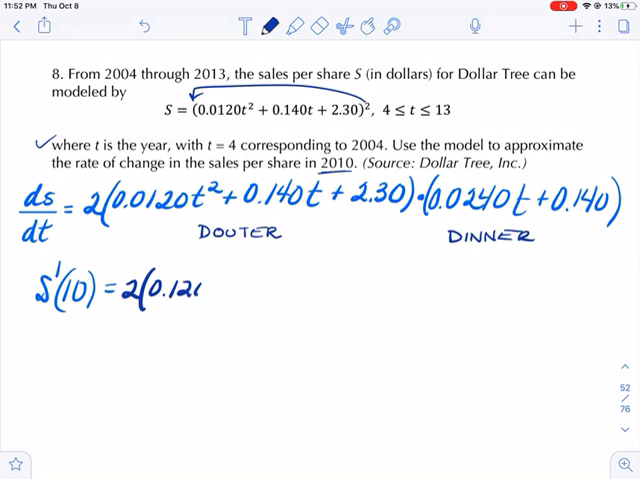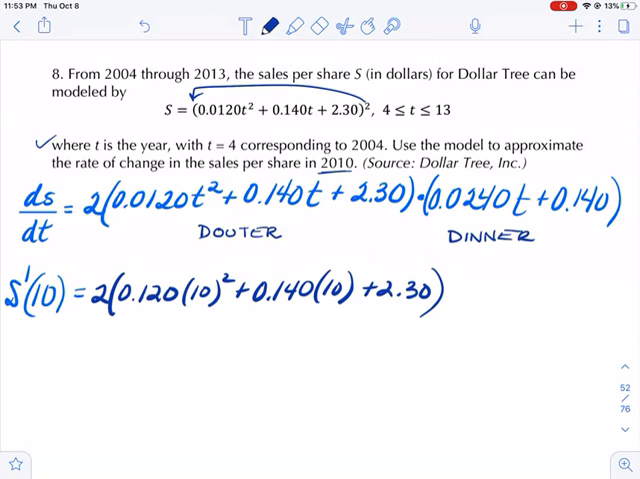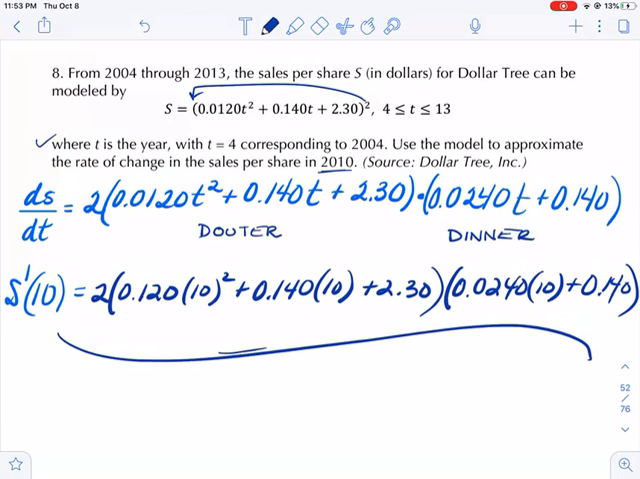120, right? 120 t squared. So instead of t, you're going to put in 10. So 10 squared plus 0.140 times 10 plus 2.30. And then you're going to multiply that times the quantity 0.0240 times 10 plus 0.140. Okay. And then put that in a calculator and get your answer.